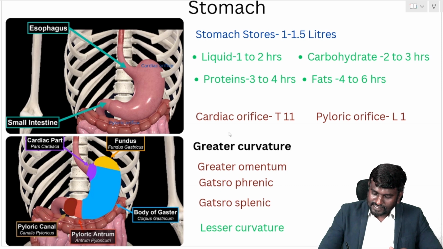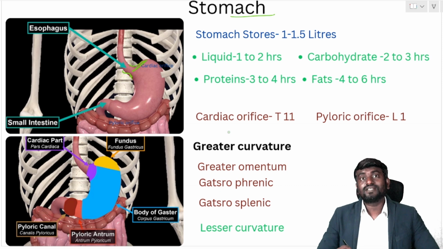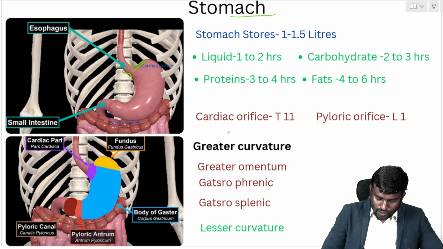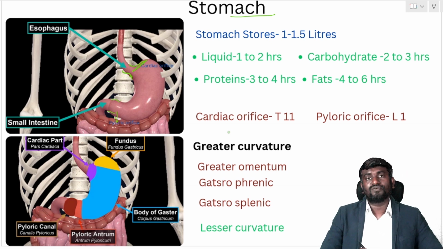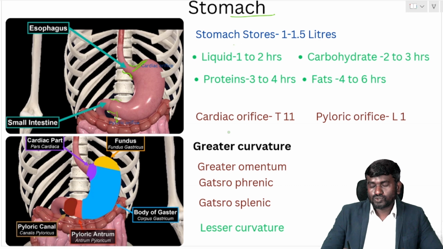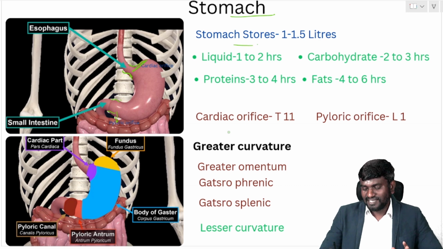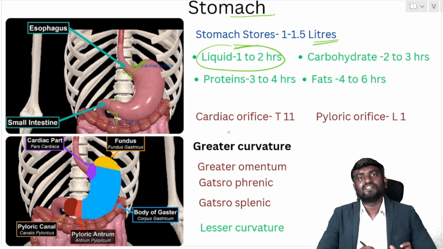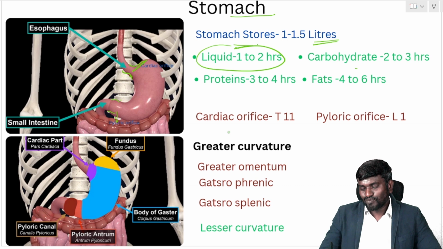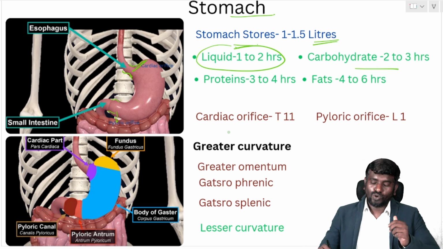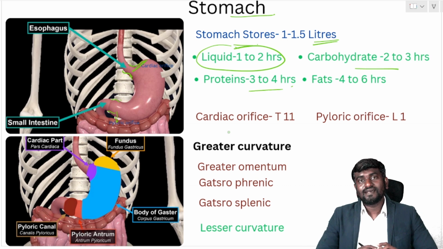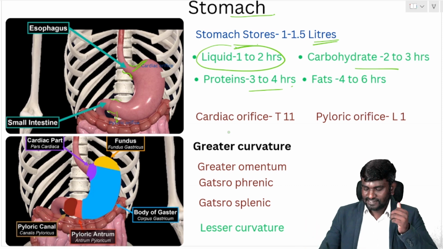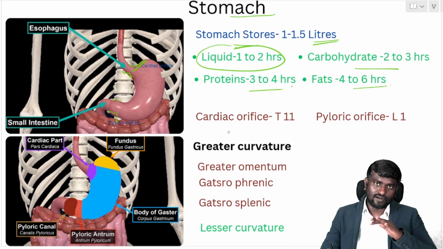Stomach. Look at the image carefully here. This region down here is going to be called the cardiac orifice, and this one here is going to be called the pyloric orifice. The stomach has a capacity to store 1 to 1.5 liters. Liquids usually get digested within 1 to 2 hours. Carbohydrates 2 to 3 hours. Proteins 3 to 4 hours, and a little longer for fats, 4 to 6 hours.